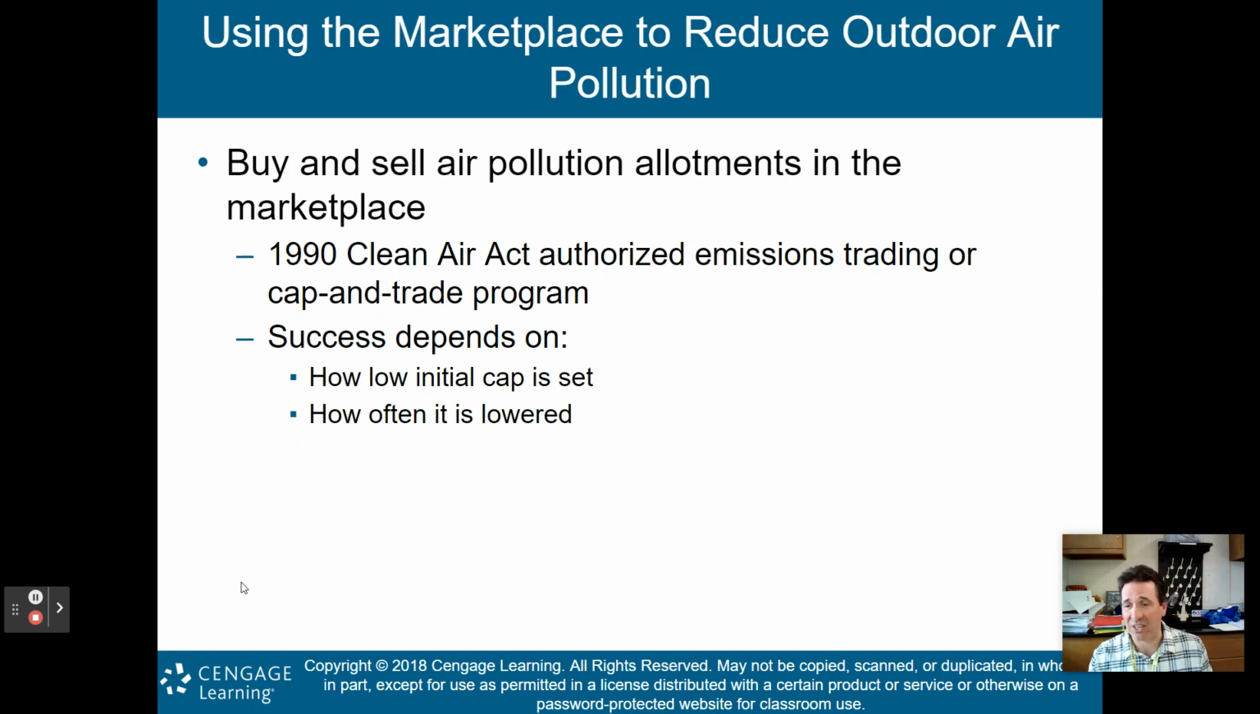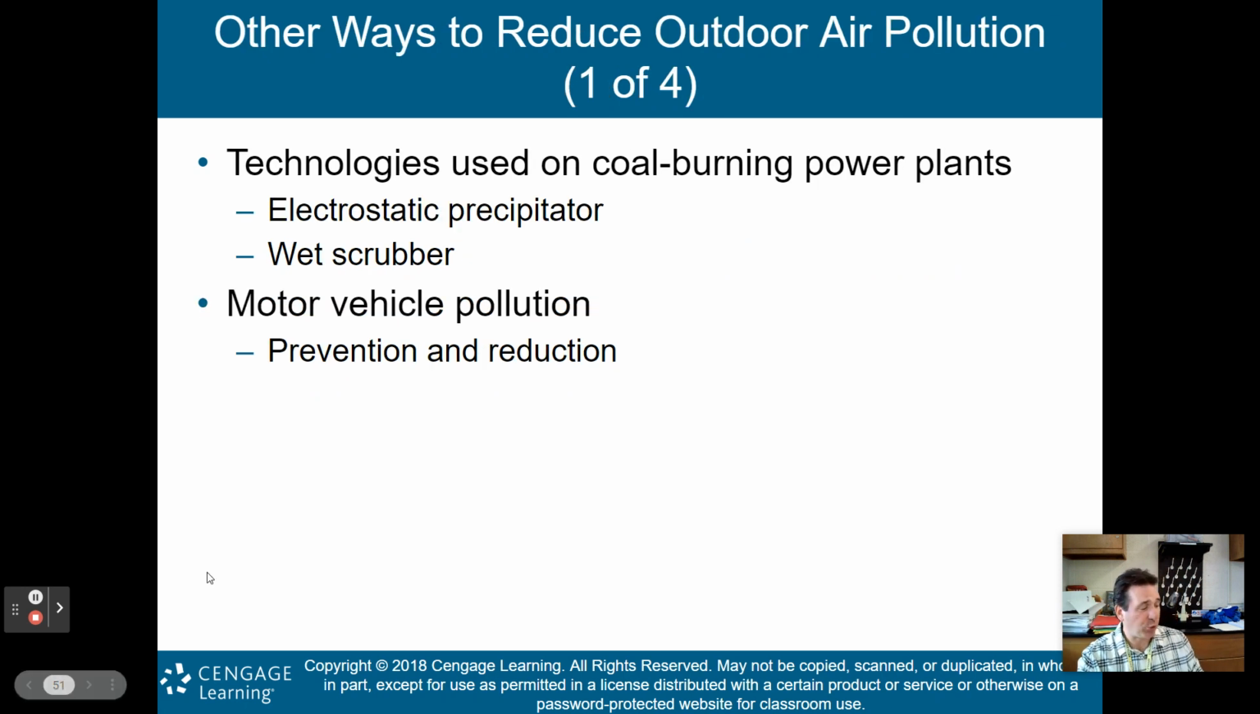However, the success depends on how low the initial cap is set and how often it is lowered, right? The idea is to continue to lower that cap of how much pollution you can be allowed, or your allotment of pollution, basically. We need to keep lowering that cap. Otherwise, it doesn't necessarily really help. But again, here's a way. Money, right? Buy and sell air pollution allotments in the marketplace. If I need some, I can buy some, or if I have some I haven't used, I could sell it back to other companies, and that could be a way to reduce outdoor air pollution.